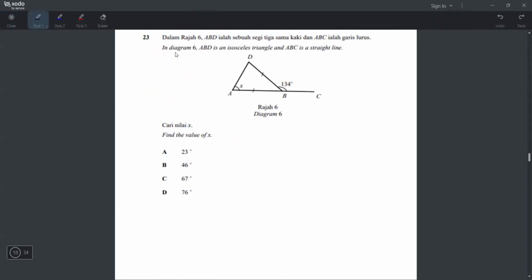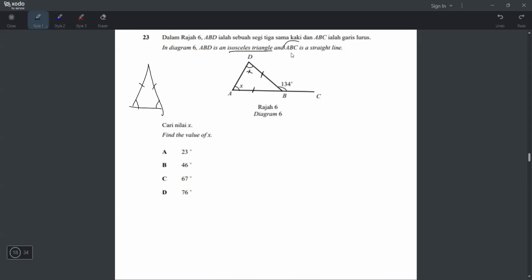Let's go to number 23. In diagram 6, ABD is an isosceles triangle. So isosceles means two sides have the same length. They already labeled these two sides for me. And one more thing, for an isosceles triangle, there are two angles that are the same size, and it's always these two angles. So in this case, the two equal angles are the angle at A and the angle at D.